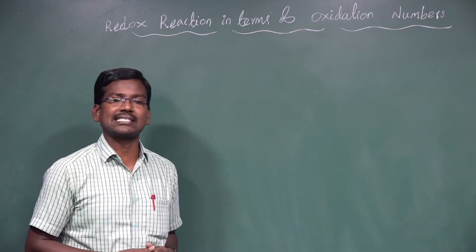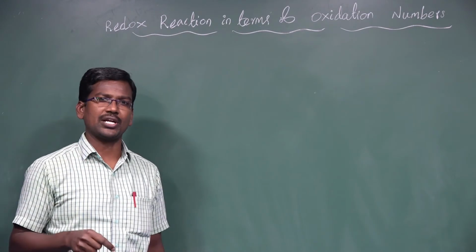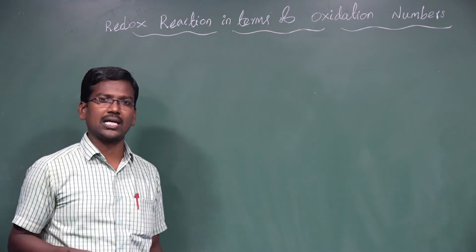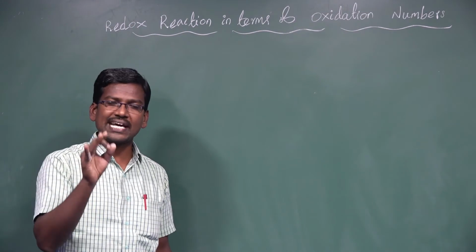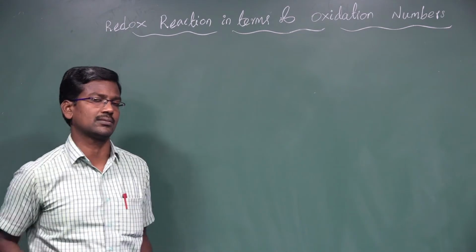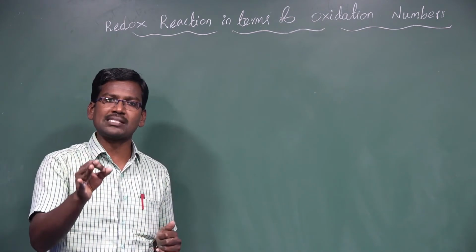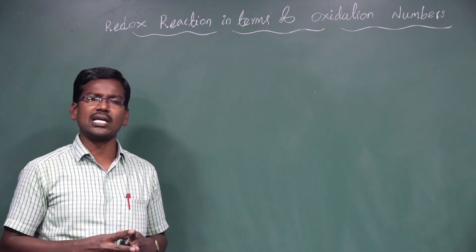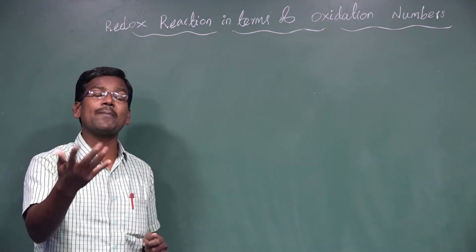Next one, reduction. What is the meaning of reduction? Removal of oxygen, addition of hydrogen, gain of electrons, a metal cation being converted into a metal, or decrease in oxidation number is known as a reduction process. The substance that carries out the reduction process is known as an oxidizing agent or oxidant. So the oxidation process as well as the reduction process take place simultaneously in a single reaction, known as a redox reaction. In a redox reaction, the oxidation number of an element changes.